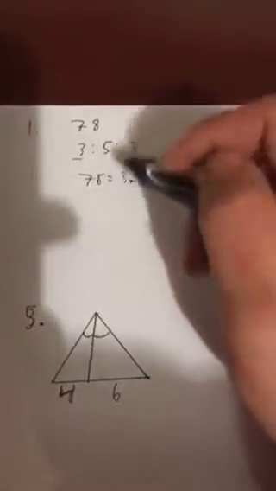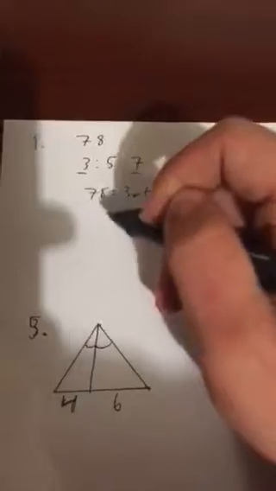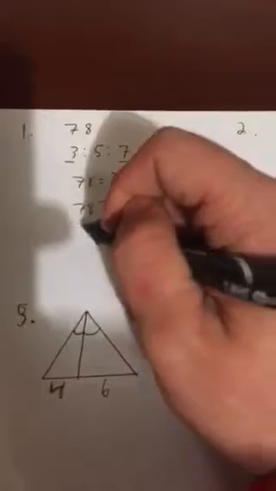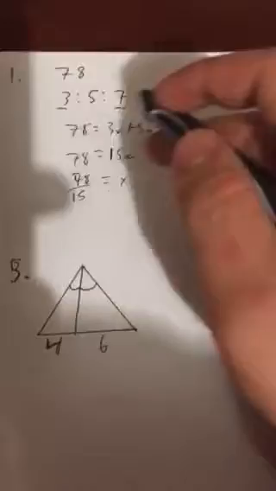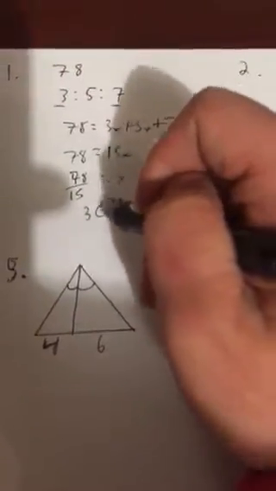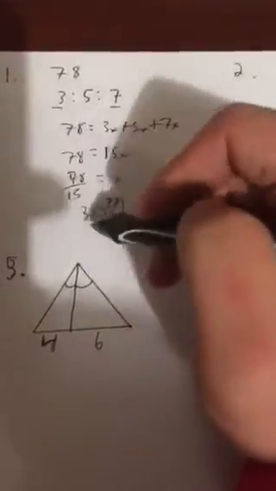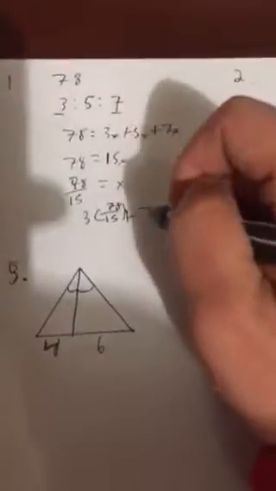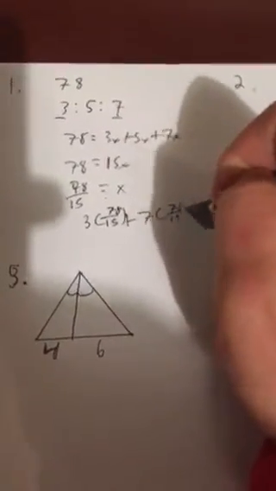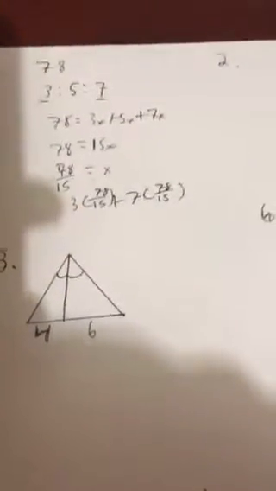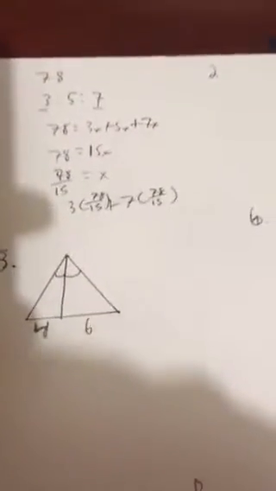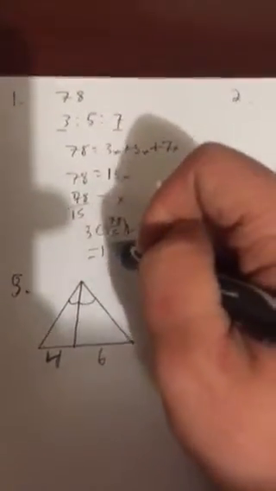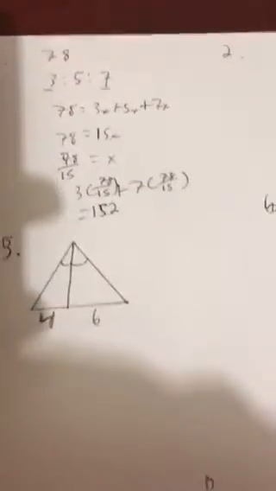Or 15x, okay, equals 78. Then x equals 78/15. Now the question said find the sum. 3 over 78 over 15 of my smallest, plus my largest, which is 7 over 78/15. Okay, and that's my answer. All right, and when you actually do that, it comes out to 152. So you got 152, you understand extended ratios, okay?